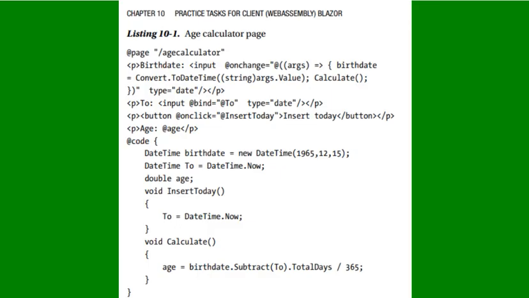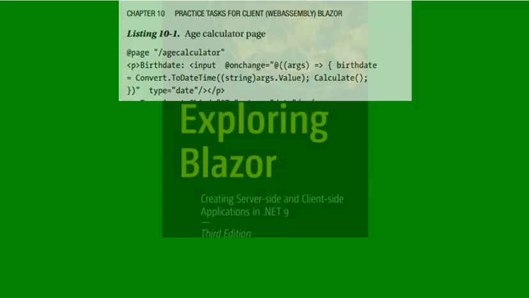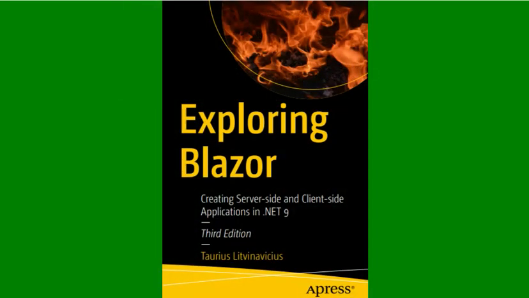And for a component to actually do anything useful, it often needs data from its parent. How does that data flow down? That's done using parameters. Yeah. You define properties in your component's code block and decorate them with the parameter attribute.